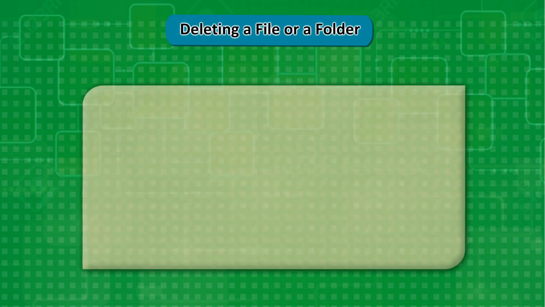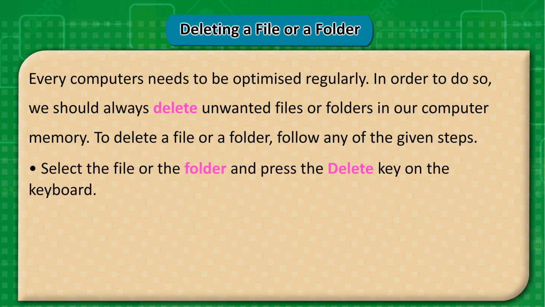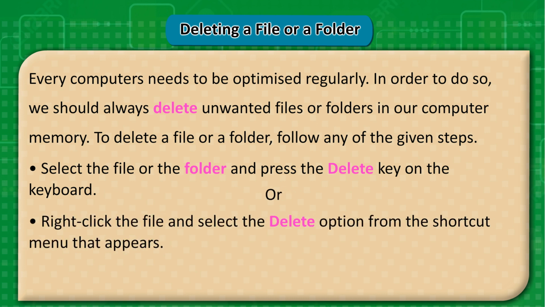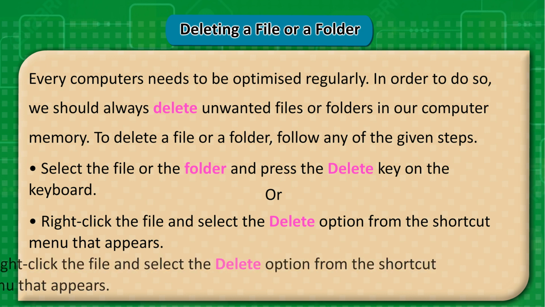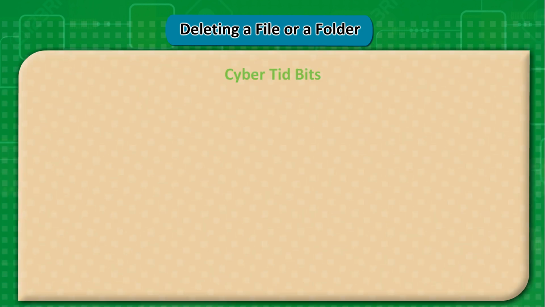Deleting a file or a folder. Every computer needs to be optimized regularly. In order to do so, we should always delete unwanted files or folders in our computer memory. To delete a file or a folder, follow any of the given steps. Select the file or the folder and press the Delete key on the keyboard. Or right-click the file and select the Delete option from the shortcut menu that appears. The file or the folder is moved to the recycle bin.